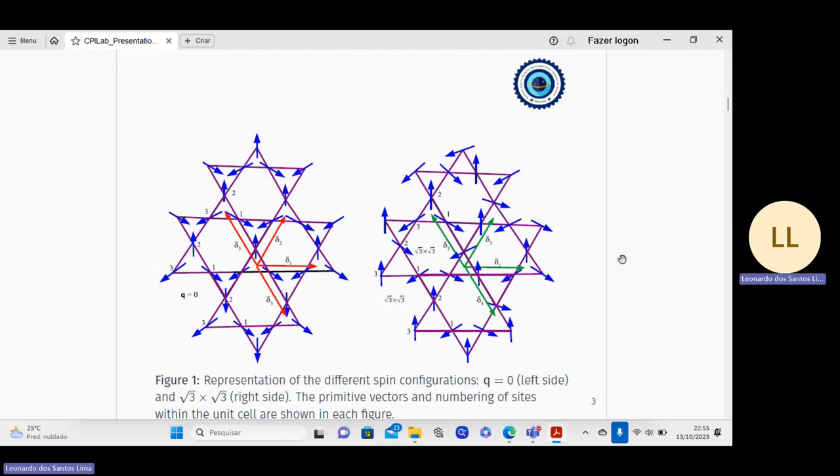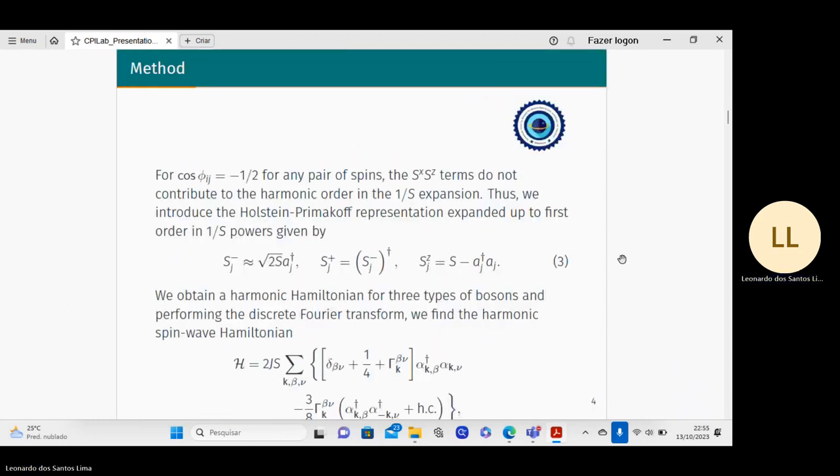In the figure, I have the representation of the system, where I have the spin liquid for different spin configurations. We consider the cosine of the phase angle equal to minus one half for any pair of spins. The x, z terms do not contribute to the harmonic order in the 1/S expansion.